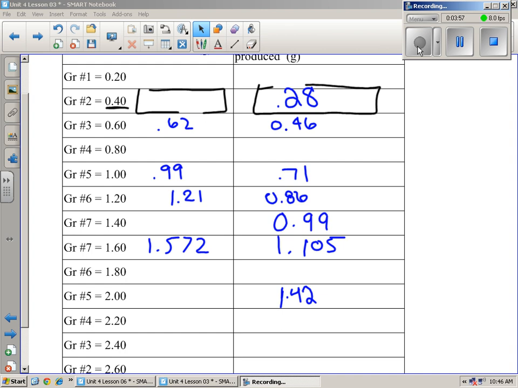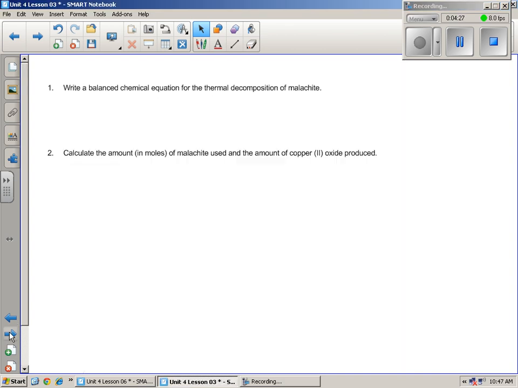So we're going to take all the numbers here. For example, group whatever 0.4, you're going to have to change that into moles of malachite. This is the green stuff, and this is still the black stuff here. We need to change these into moles of malachite and moles of copper 2 oxide. To do that, you need to find the molar mass of malachite and the molar mass of copper 2 oxide. This is a good test for you to see if you can come up with the right molar mass for malachite. Go.